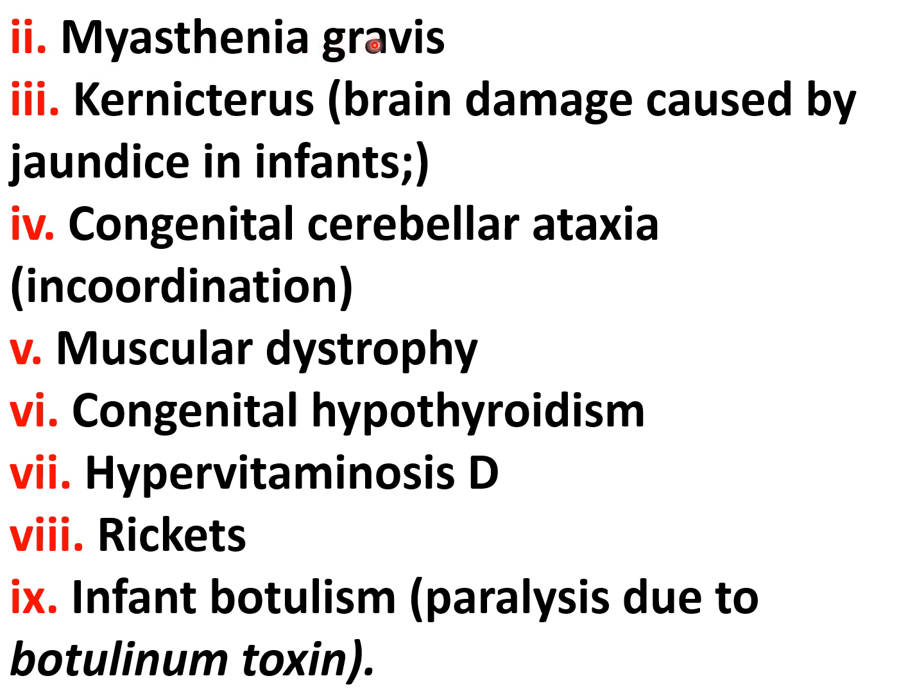Then second is myasthenia gravis, kernicterus, and congenital cerebral ataxia, which means there is incoordination. Kernicterus means brain damage caused by jaundice in infants, where there is accumulation of bilirubin in the basal ganglia. That is known as kernicterus. Then muscular dystrophy, congenital hypothyroidism, hypervitaminosis D, rickets, and infant botulism, in which there is paralysis due to botulinum toxin.